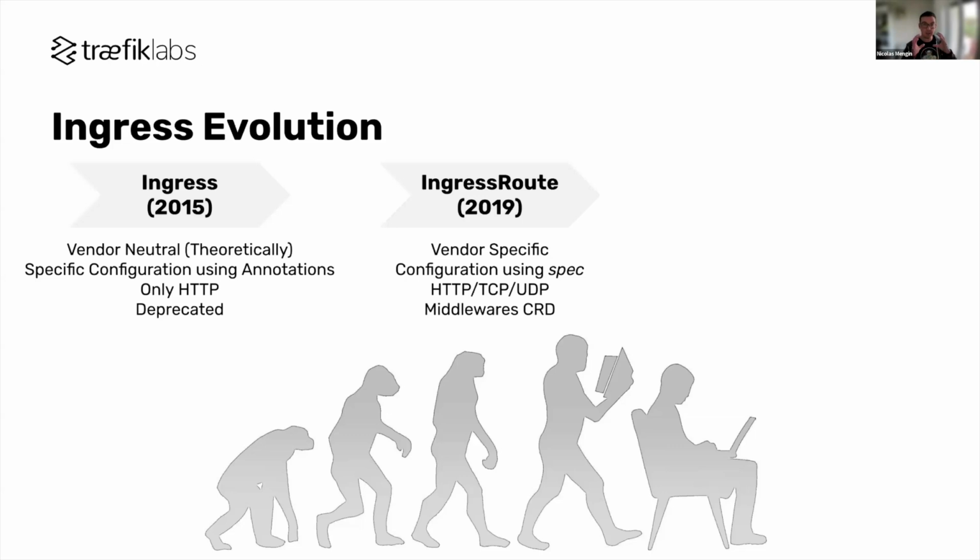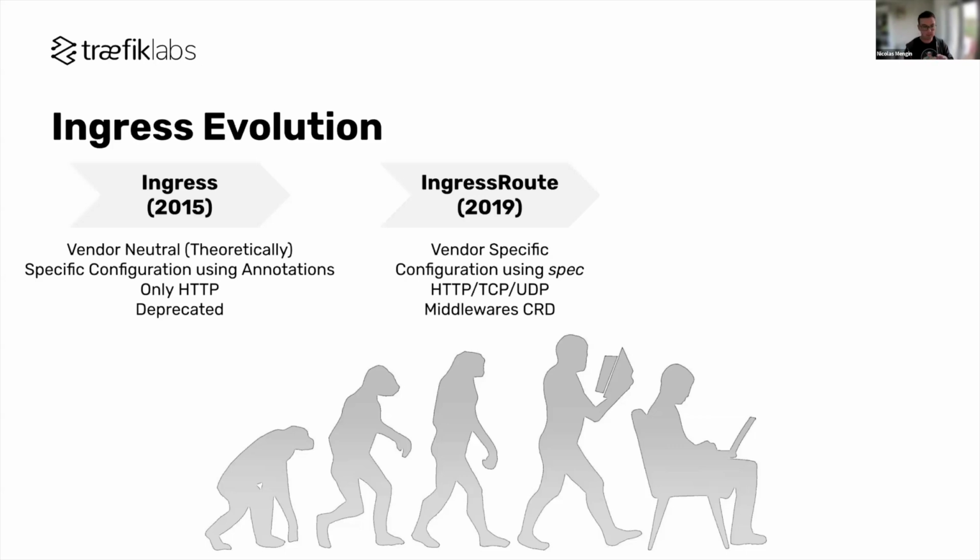Now you can define a middleware used by many ingress. And everything is defined using the spec section of the CRD. It means that everything is structured and validated. It's not the case for annotation, so it's simpler to maintain.